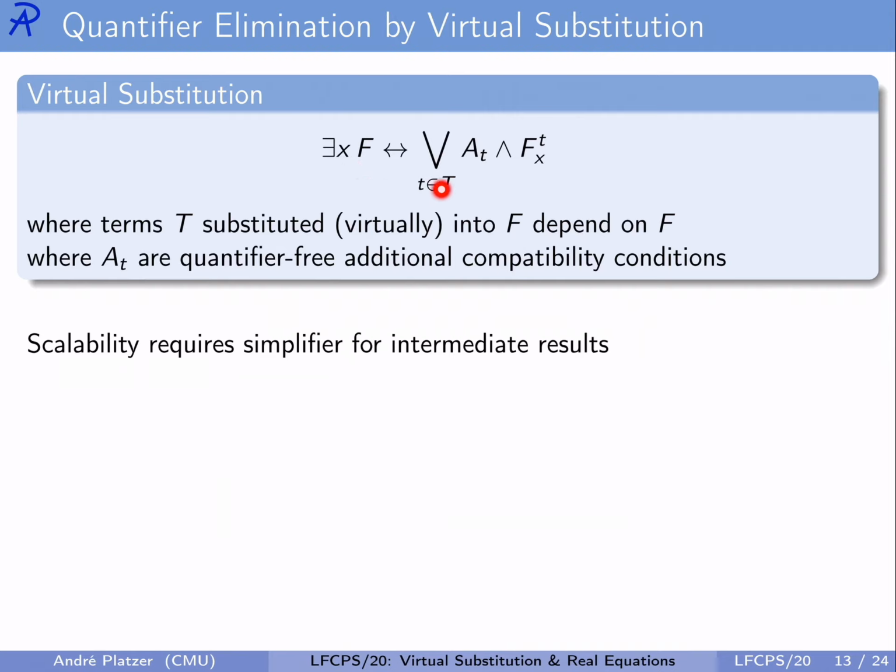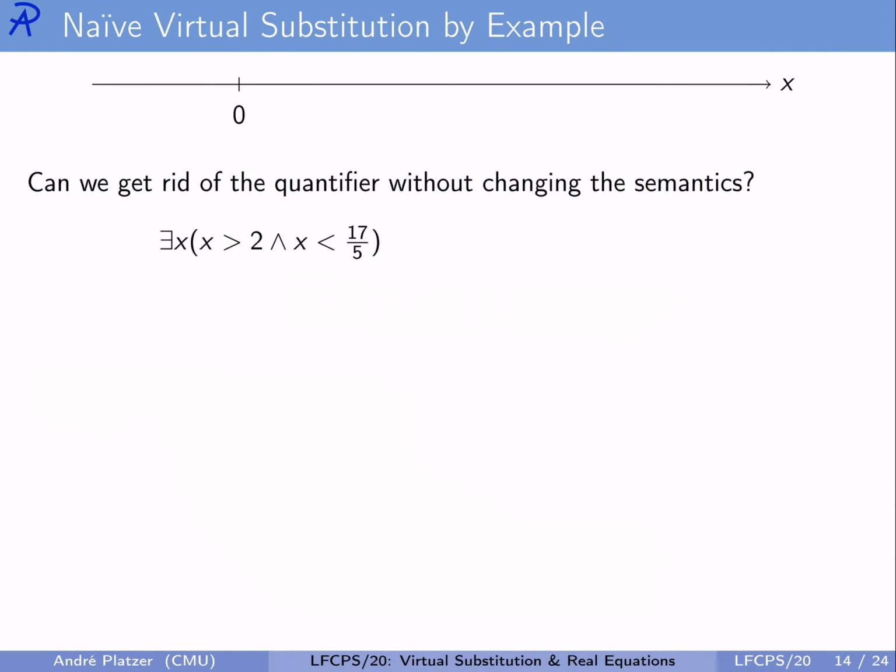The trick is the other way around. The trick is to show that if we have plugged in a number of concrete terms for x, then if f wasn't true at any of them, f isn't true for any value of x at all. Let's make that happen, to make sure that on the left-hand side we have a quantified formula, but on the right-hand side it is equivalent to a quantifier-free formula. How can this work? Well, let's first naively do virtual substitution in a simple example.